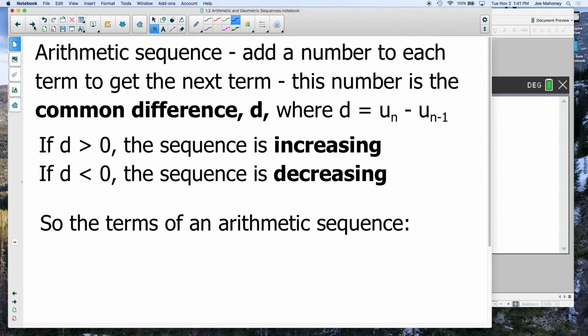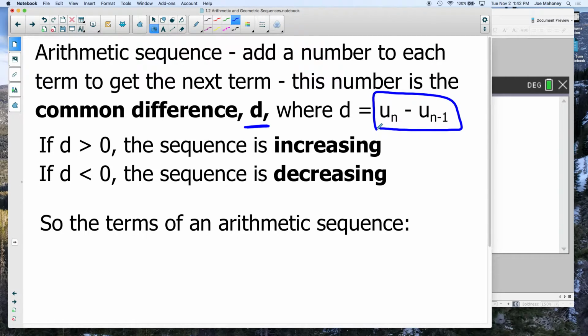So an arithmetic sequence is a sequence where we just keep adding a number. It's an addition-based sequence. And the number we add is called the common difference. We use the letter D to represent it. And D is just the difference between two consecutive terms. We just subtract two consecutive terms, and that's our common difference. If that difference is positive, then it's an increasing sequence. If it's negative, it's a decreasing sequence.